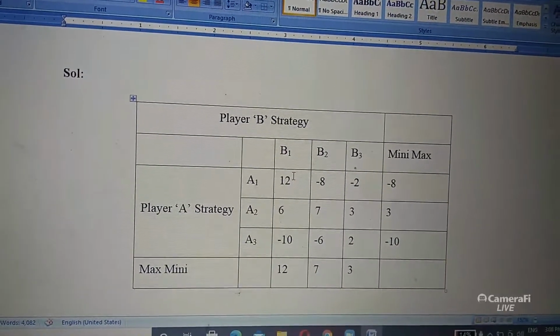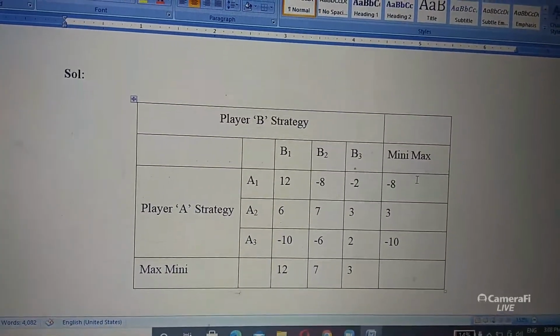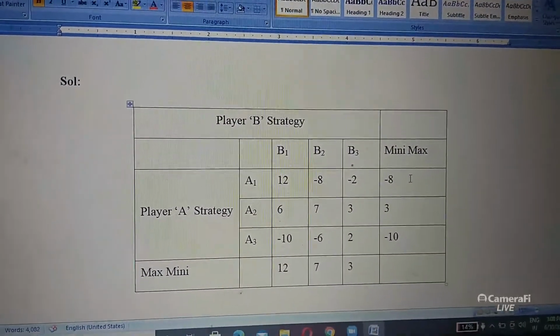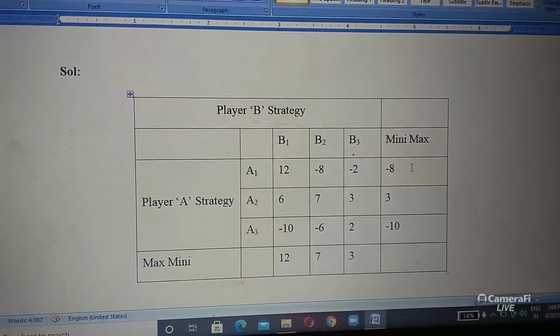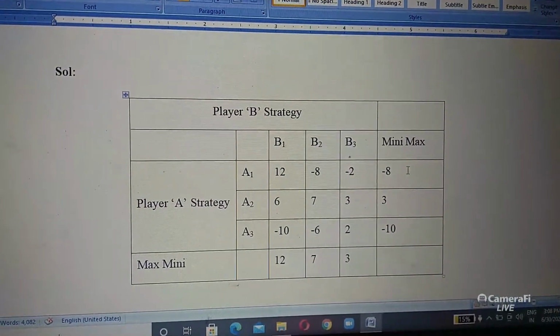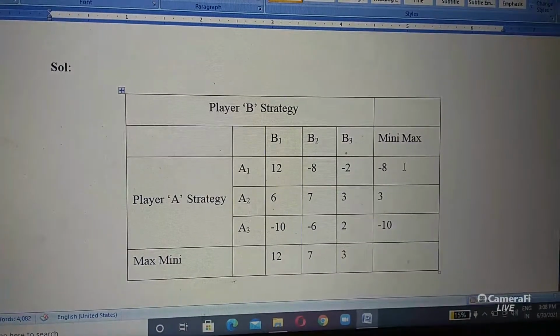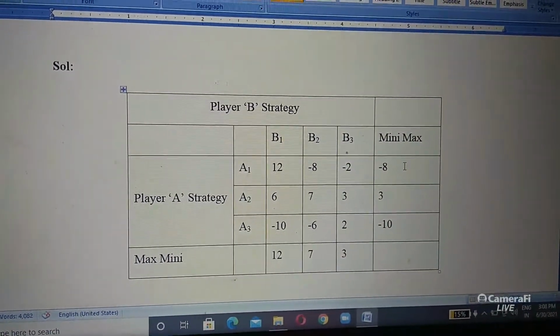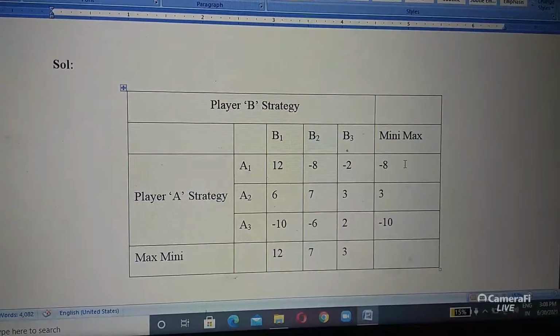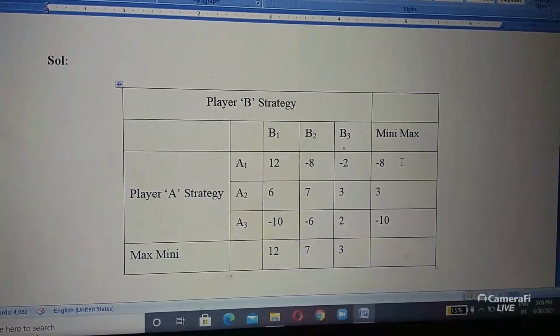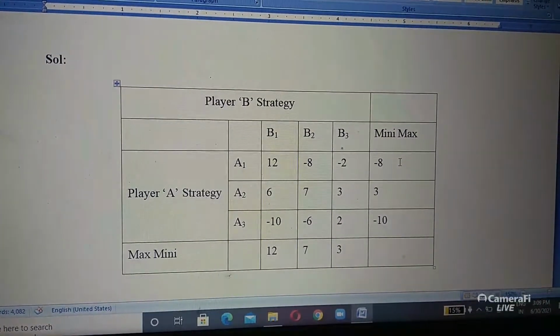Then from the first row, the minimum value, minimax we are doing, the minimum value is minus 8, and the next one A2, 3 is the minimum value. Then A3, minus 10 is the minimum value. This part we completed, minimax, and next one is max mini. We are going to start now.